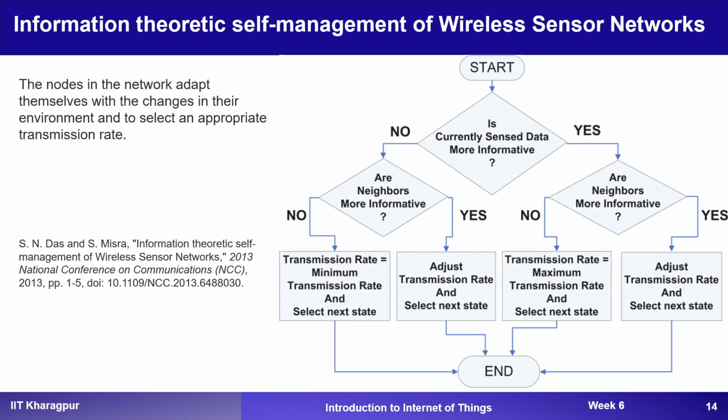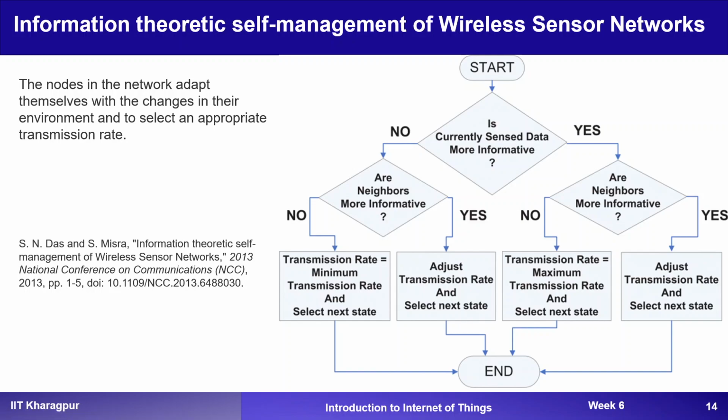Yeah. The next topic which I was supposed to tell you is information theoretic self-management of your wireless sensor networks. So as the name suggests, according to the information or data which we are getting, your wireless sensor networks are going to make changes or adapt according to the requirement of the data. So this means the nodes in the network adapt themselves with the changes in the environment and select an appropriate transmission rate. What is written over here is that according to the changes which happen in your environment, your wireless sensor networks are going to make changes in your transmission rate. So this is the diagram showing the same thing, and if you want to know more about this thing, this is the paper, a research paper, you can go through this paper.